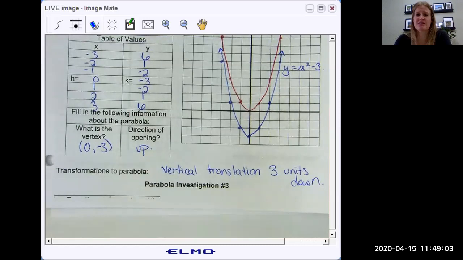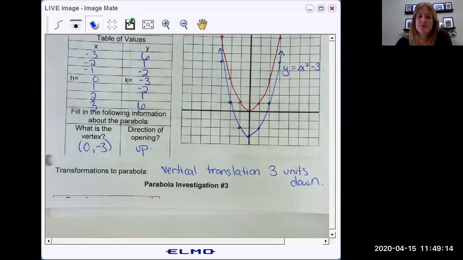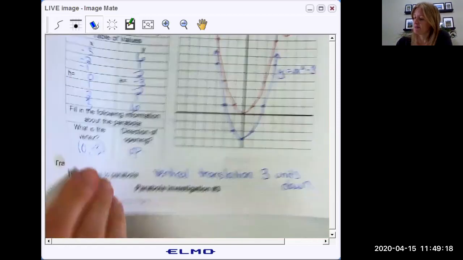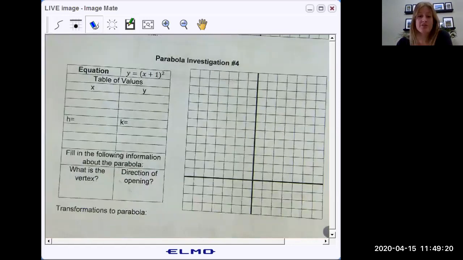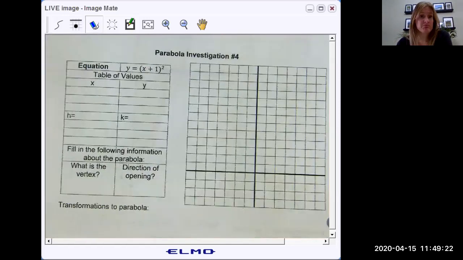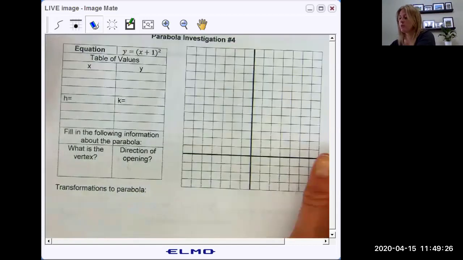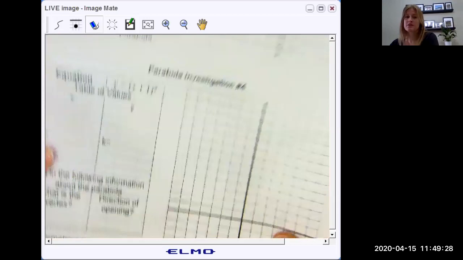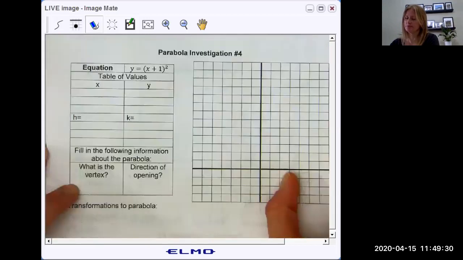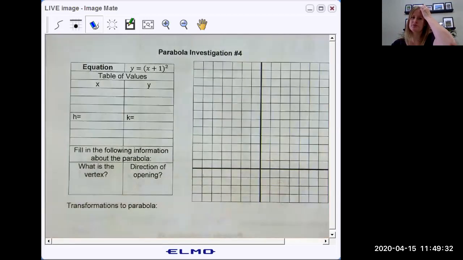This is tricky without seeing you guys in person. There's a printing error on mine. Parabola investigation number 3 lost the table of values. I'm fine going right to parabola investigation number 4. So let's flip the page and move on to that one. 3 and 4 are the same type of transformation, so I'm not concerned that we're going to all of a sudden lose out.